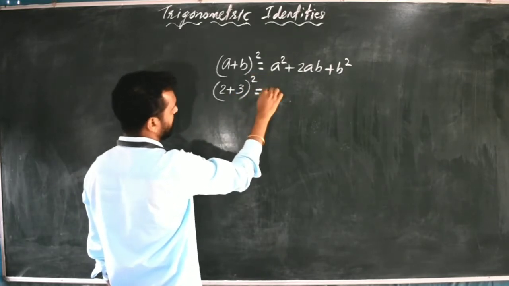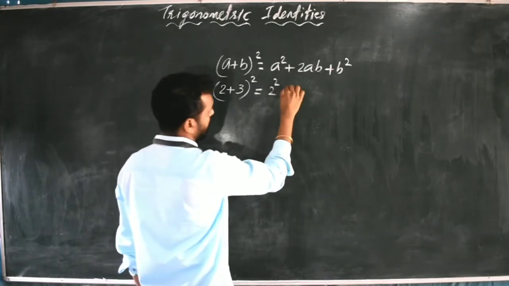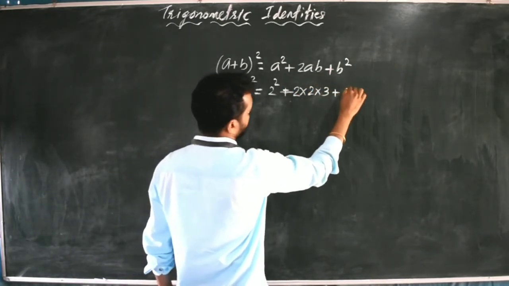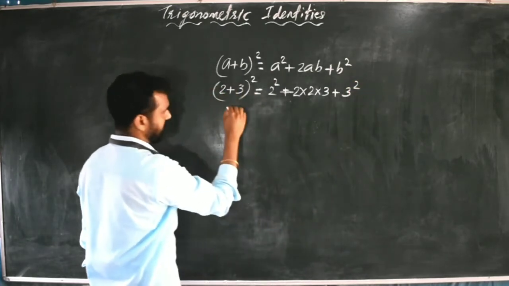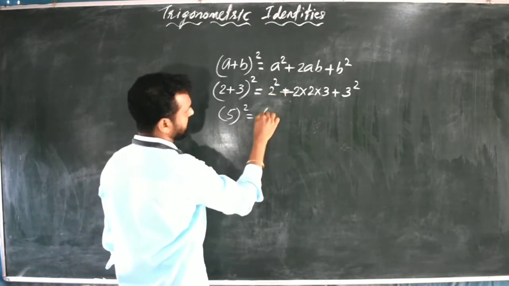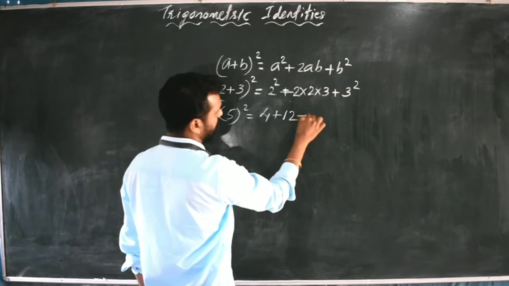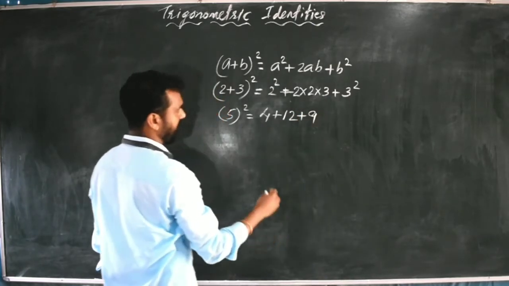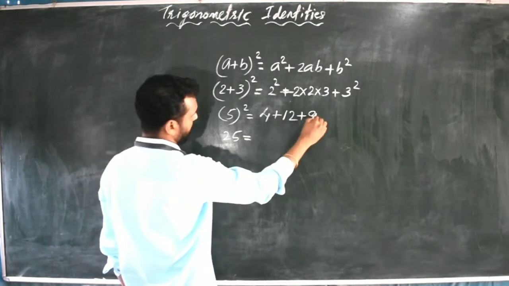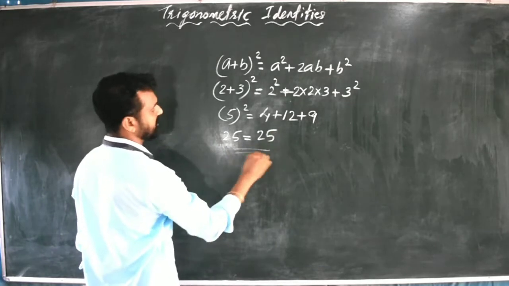Then (2 + 3) whole square is equal to 2 square plus 2 into 2 into 3 plus 3 square. That is 5 square is equal to 4 plus 12 plus 9. 5 square, 5 fives are 25, is equal to 12 plus 9, 21, 21 plus 4, 25. See, both sides it is equal.